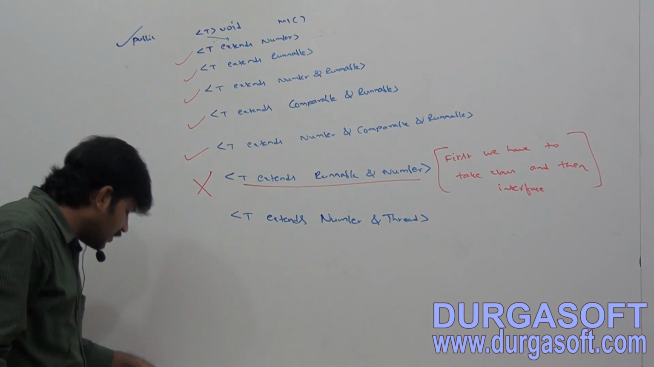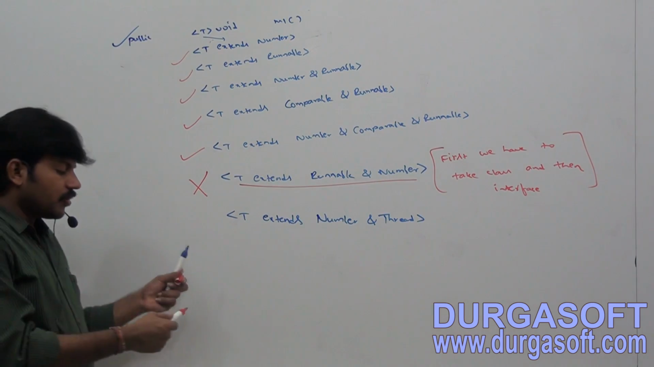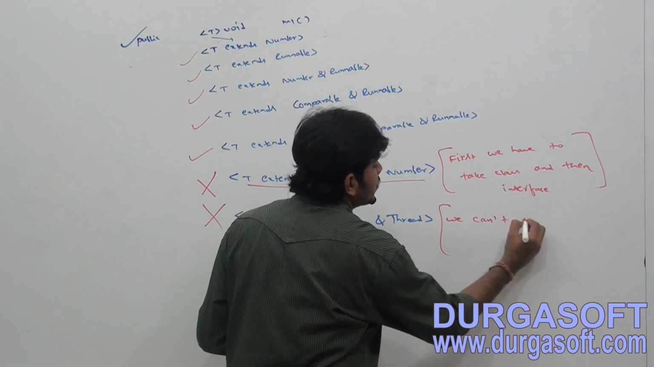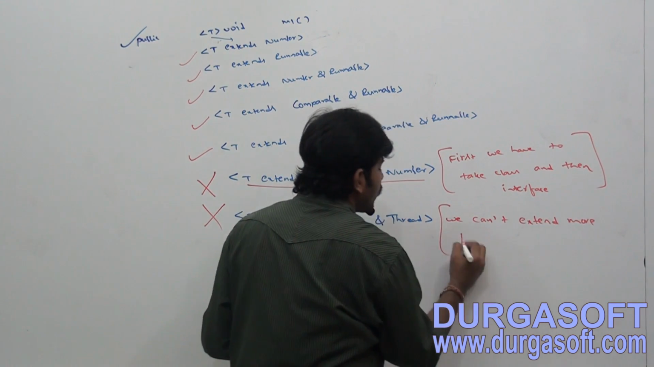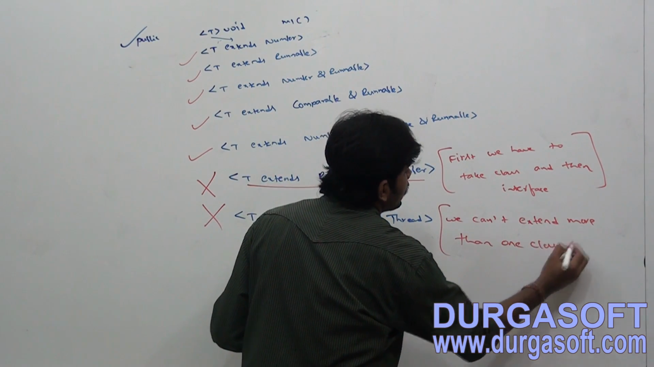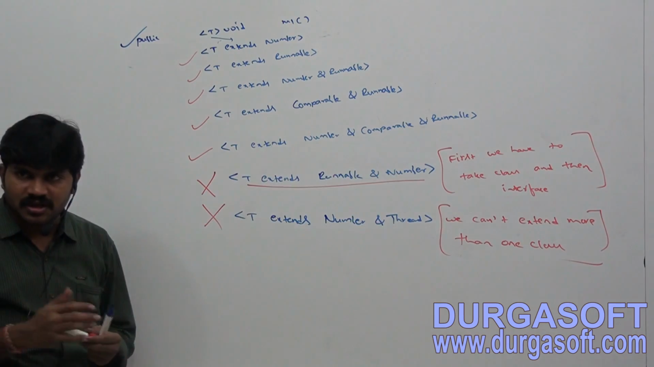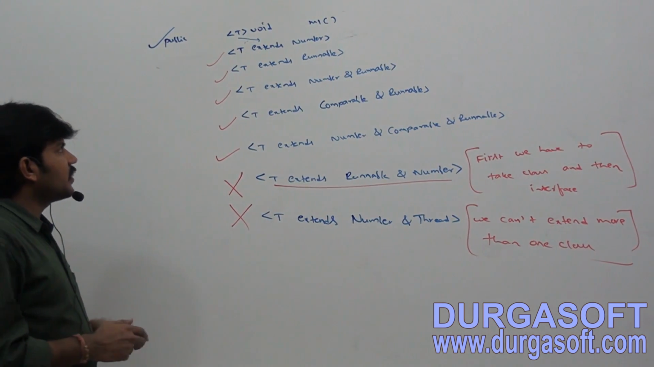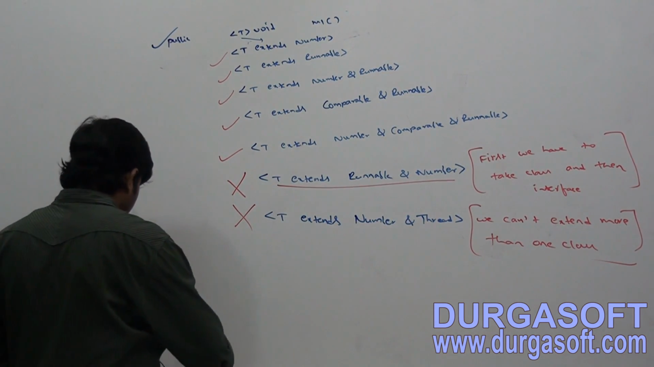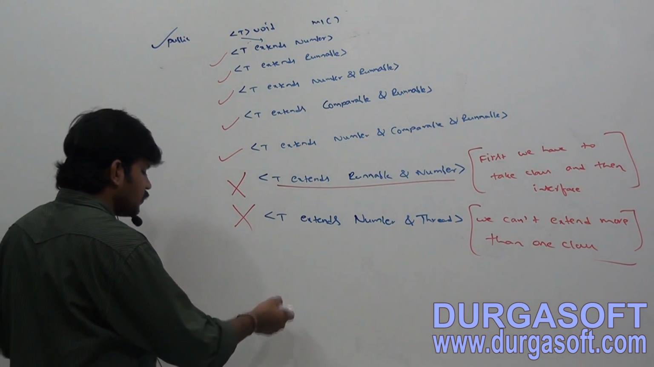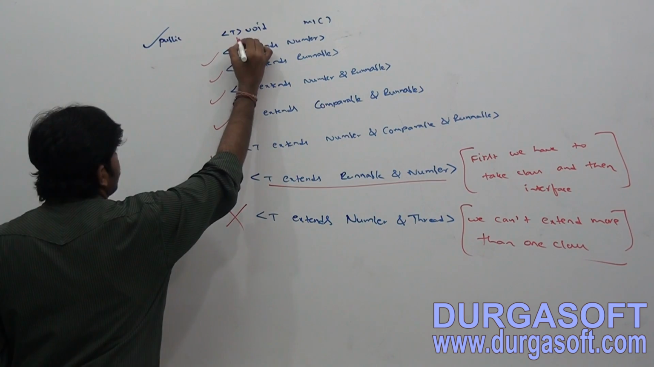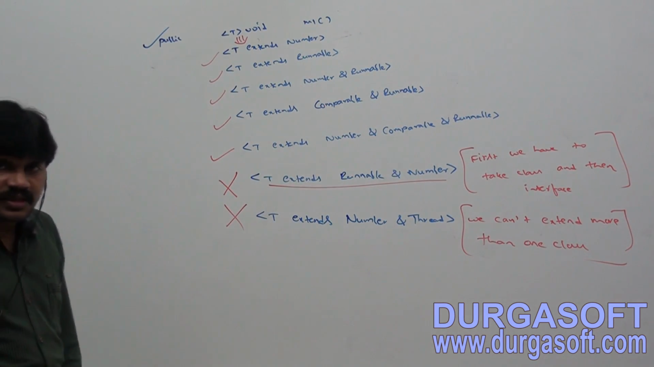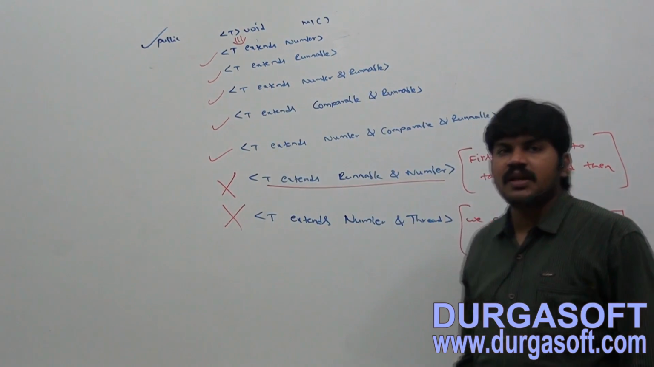This one is invalid. What is the reason? Because we can't extend more than one class. I hope the terminology is clear for you people at this point. We can define bounded types even at method level also.